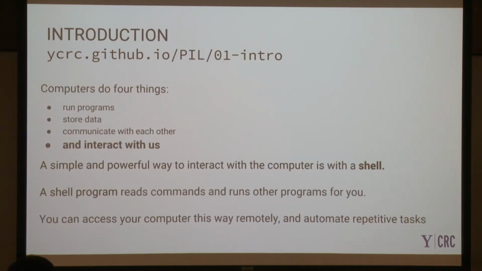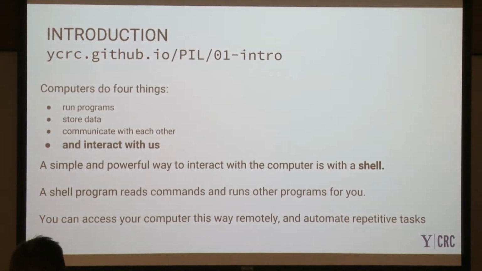I hope I'm not being too introductory, but I just wanted to go over computers and how we use them in research. So our computers do sort of four primary things for us. They run programs, they store data, they communicate with one another over various kinds of networks, and then the most important part for us squishy humans is that they interact with us and we can interact with them.